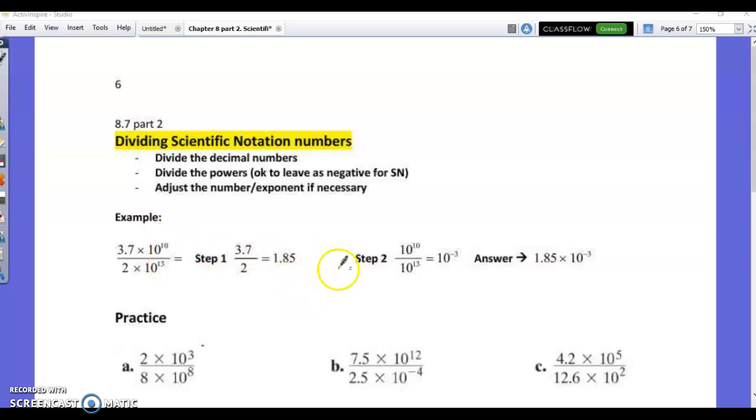Now in this case, we're okay with negative numbers because it's scientific notation, so we don't need to move it to the bottom of the ratio or the fraction to make it positive. We're just going to leave it. Okay. So in this example, 3.7 divided by 2 gives us 1.85. 10 minus 3 gives us negative 3, so it's 1.85 times 10 to the negative third. Pretty straightforward as far as how we do these problems.